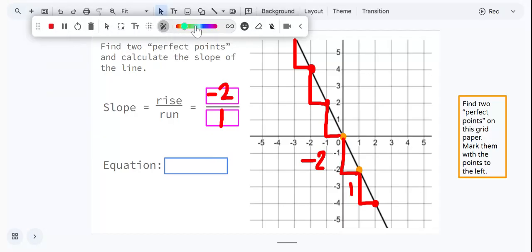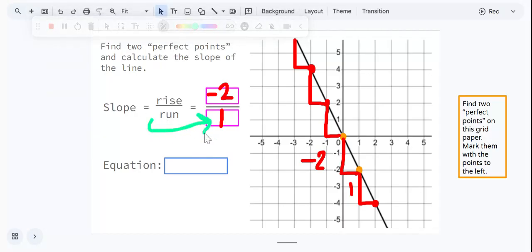Now, this 1 right here, this divide by 1, tells us that we do move over, but all whole numbers can be put over 1, because if we divide anything by 1, it's still that number. So our slope is negative 2 over 1, which is the same thing as just negative 2. We don't have to put whole numbers over 1 unless we need to. So our equation for this one is y equals negative 2x.